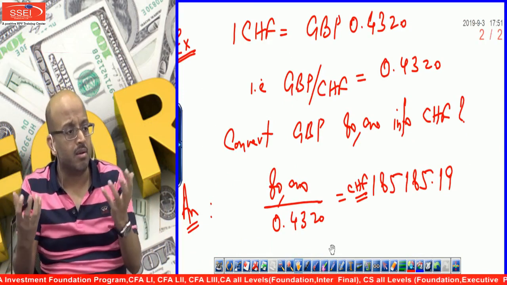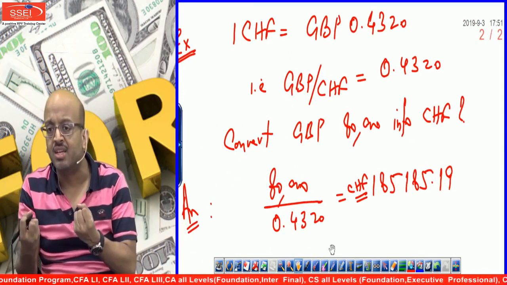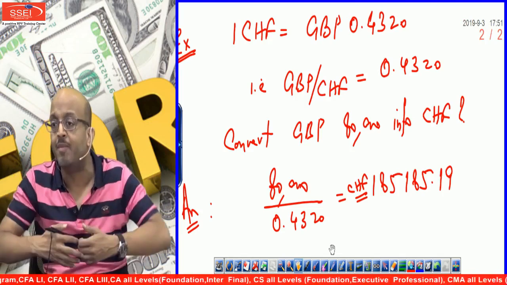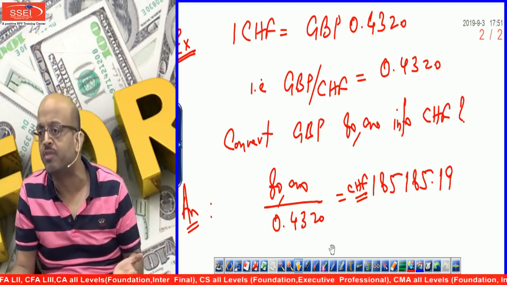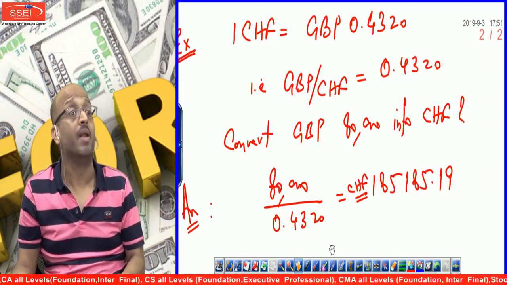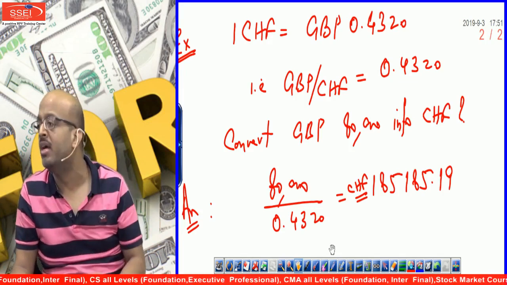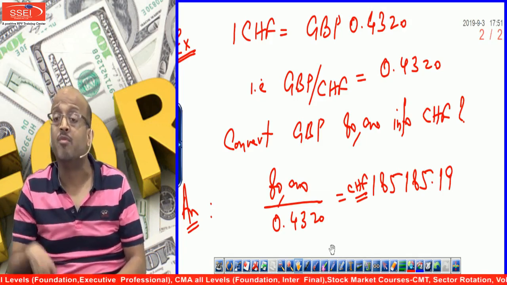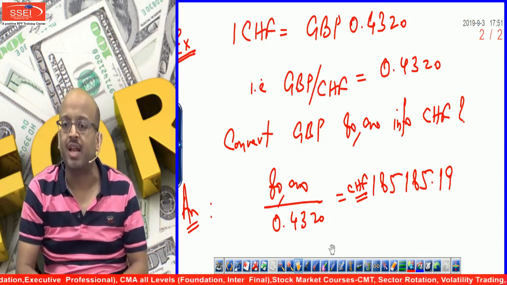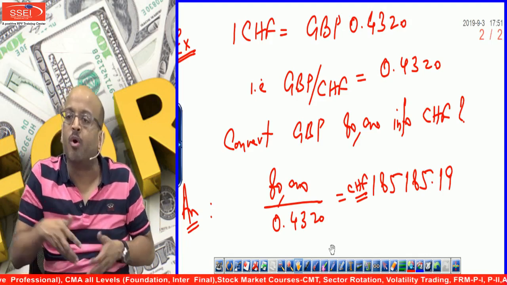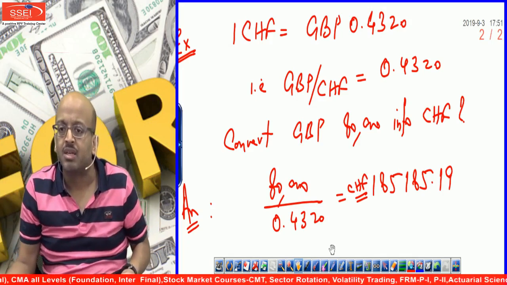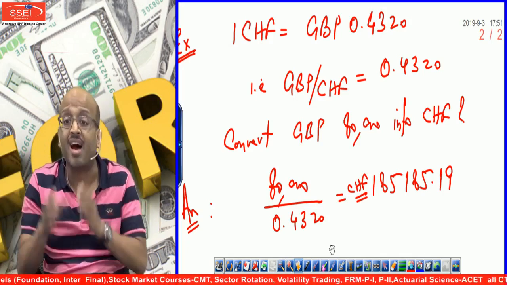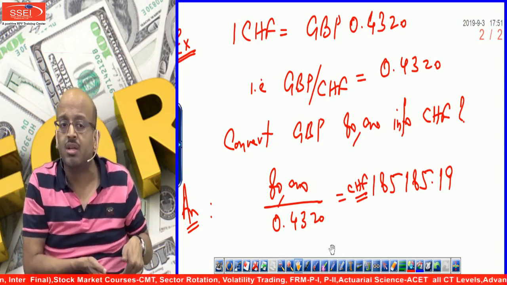GBP is a more costly currency, na? So 80,000 GBP will be a higher number of CHF. That's what that person replied: sir, I decide upon divide or multiply by understanding whether 80,000 GBP would be more CHF or less CHF. Like, would $100 be more rupees or less rupees? More rupees, because $1 is 70 rupees. Why would 100 rupees be fewer dollars?